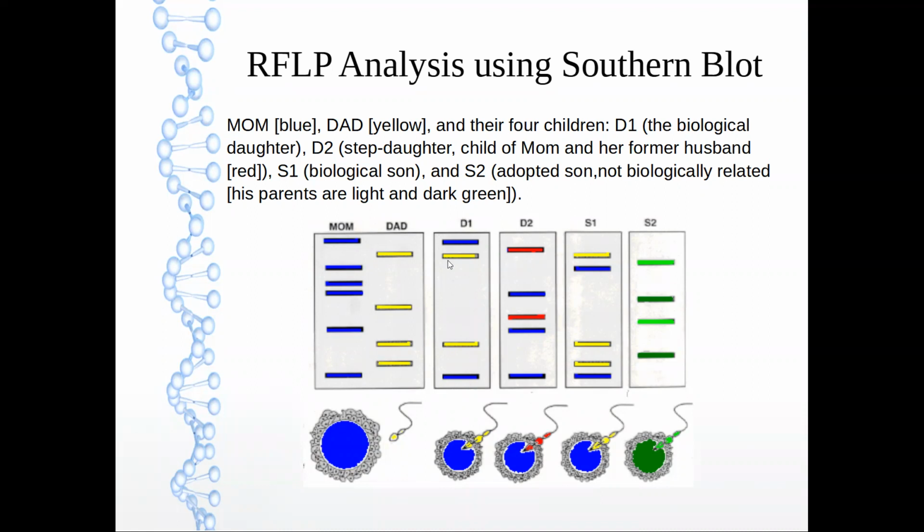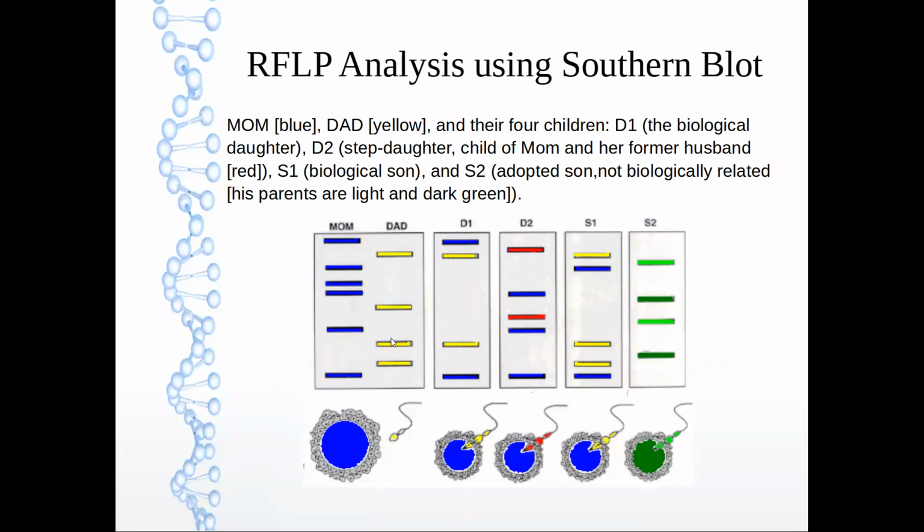Now, for paternity testing, you would be able to know if a person is related to another because they would share common bands. For example, here you have the mother and the father, and these are the children. You would see daughter one, daughter two, and son one have fragments from their parents, especially daughter one and son one. You would see that daughter one has a band that's of the same length as the mother, and another with the dad.